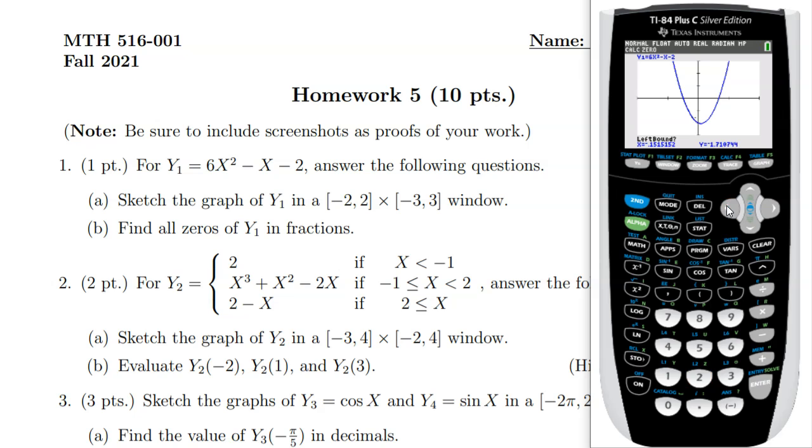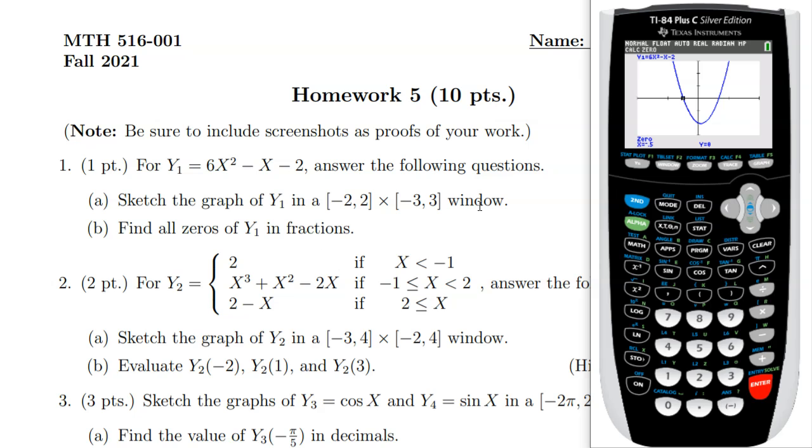First you move the cursor to the left of the 0 that you're trying to find. Hit enter, and then go to the right of the 0 you want to find. For the third choice, we try to get as close as we can. Then hit enter. So the 0 came out to be x equals -0.5.